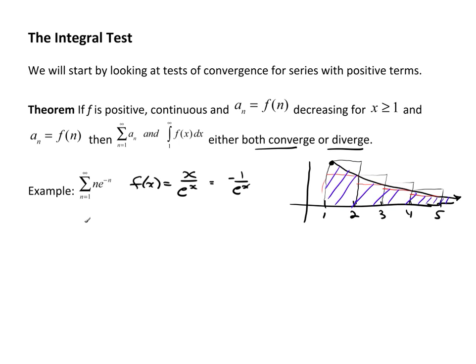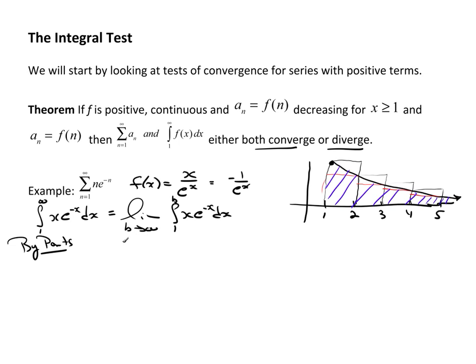What I want to do now is integrate this. So I'm going to take a look at the integral from 1 to infinity of x over e to the x. Actually, I'm going to rewrite that as x times e to the negative x dx, which is equal to the limit as b goes to infinity of the integral from 1 to b, because this is an improper integral, of x times e to the negative x dx. Now, I need to do this by parts.